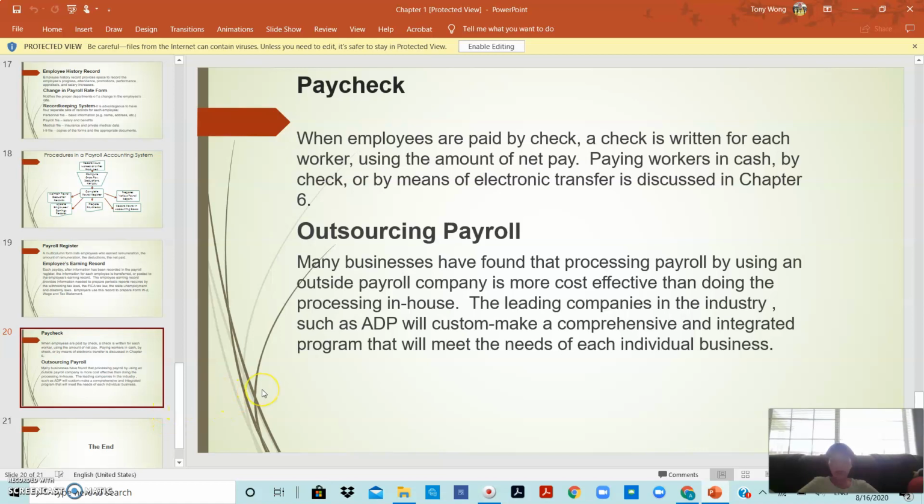Outsourcing payroll. Many companies find that processing payroll is such a numerous job that they would rather outsource payroll to a company like ADP. The end.